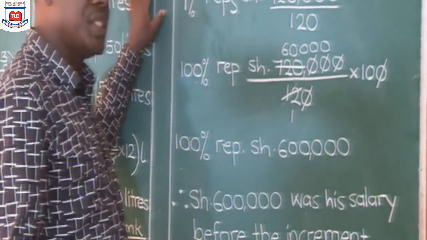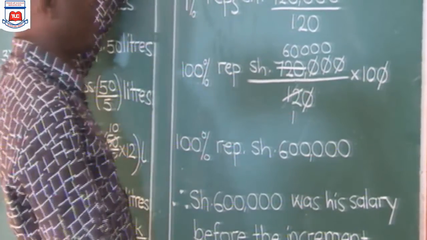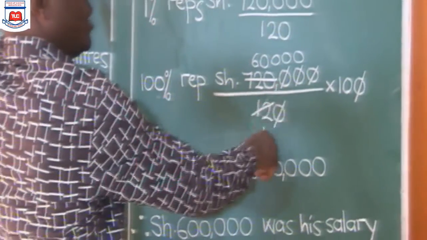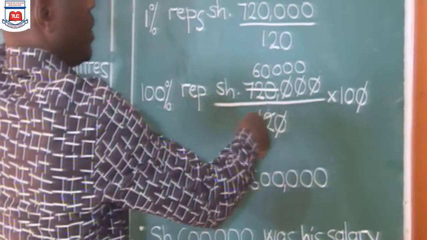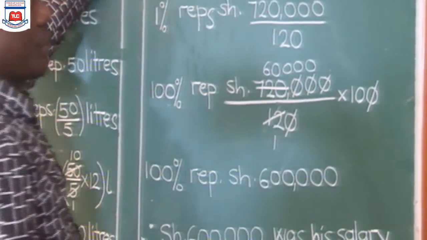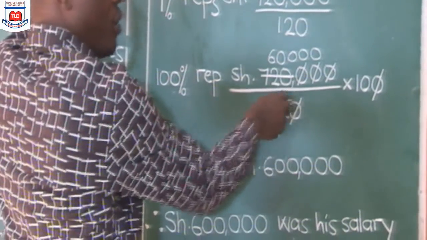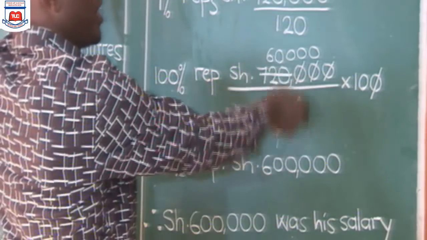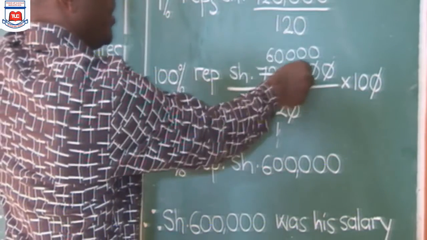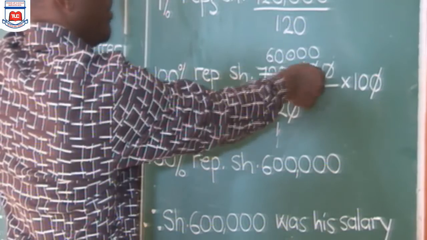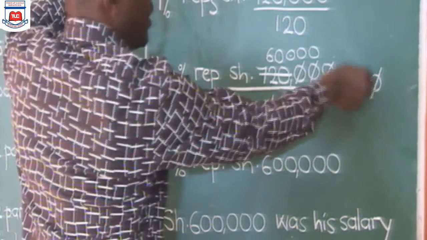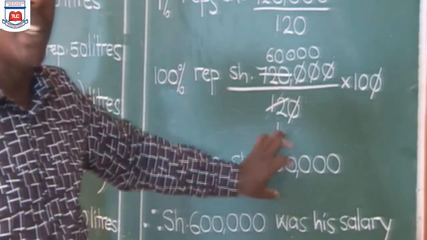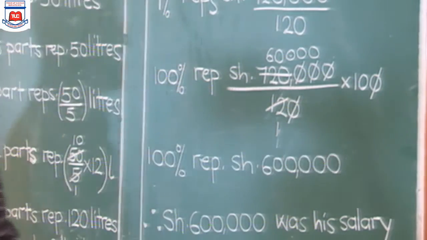You are going to divide. That is via cancellation. We say 10 by 10, sorry, 120 by 10, you get 12. By 10, you get 72,000. Then 12 divided by 12 once. 72 divided by 12, you get 6. 0 by 12, 0. By 12, 0. 0 by 12, 0. And this is 0 as well. So this man was earning 600,000 shillings before increment.